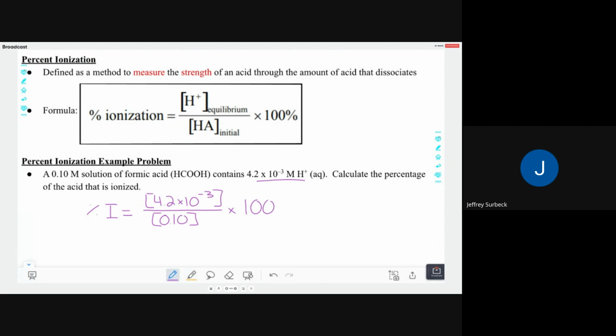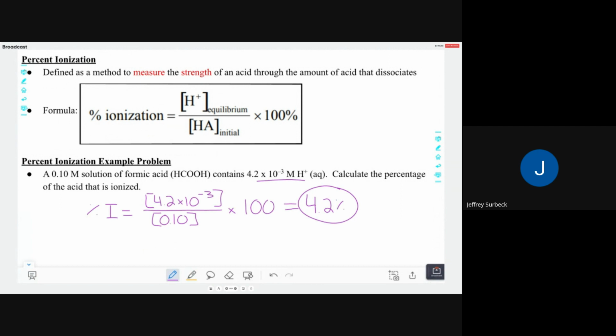Okay? And so when we do this, we just take 4.2 times 10 to the negative third divided by 0.1 times 100. And what does our percent ionization become? 4.2. Yep, 4.2% ionized. Okay, now in general, the percent ionization of a weak acid is going to be less than 5%. Okay, questions?